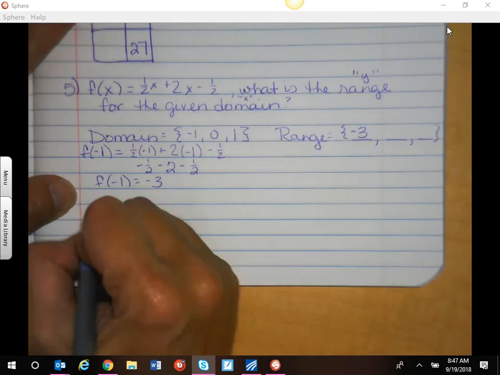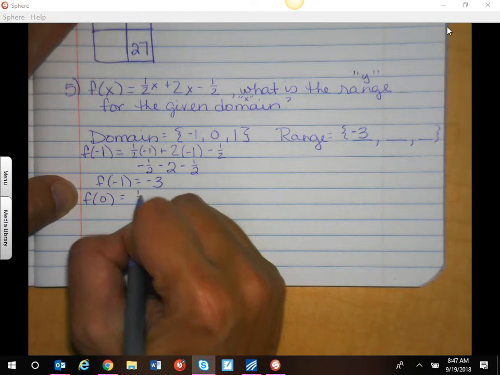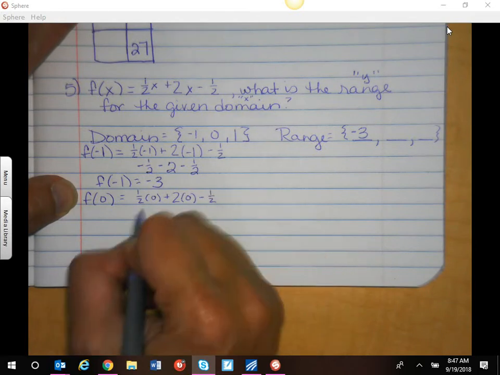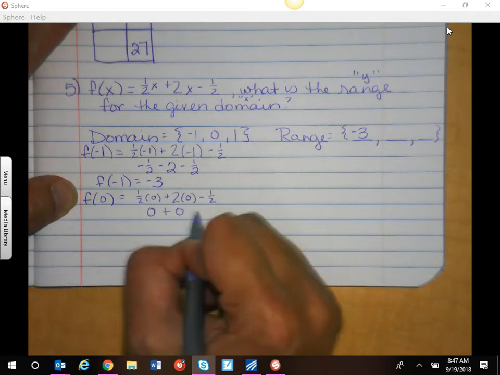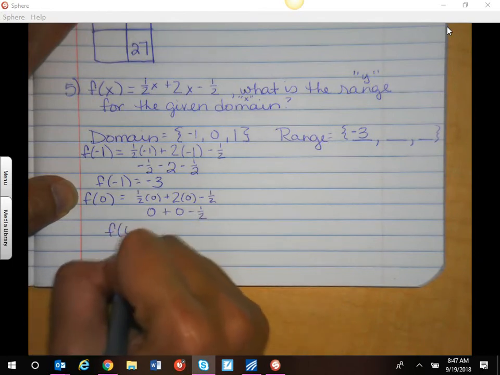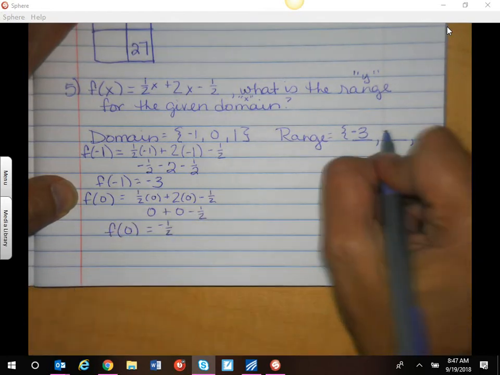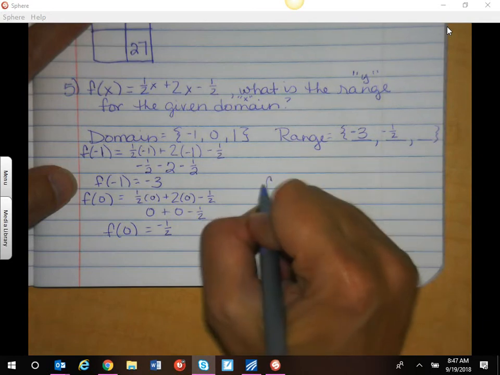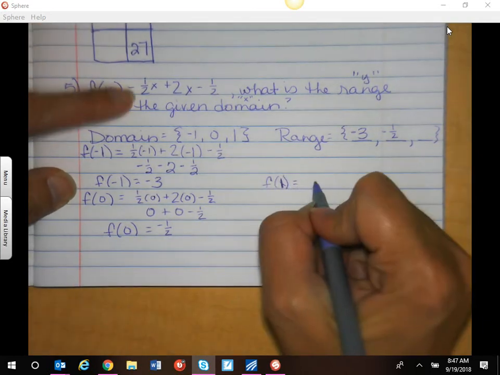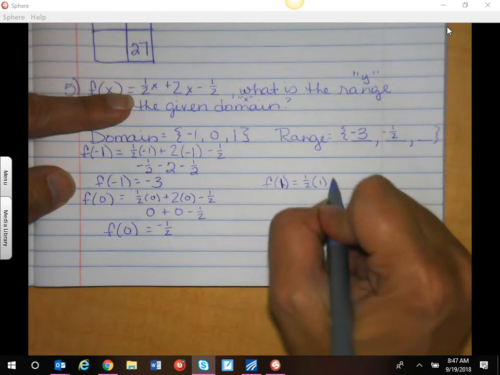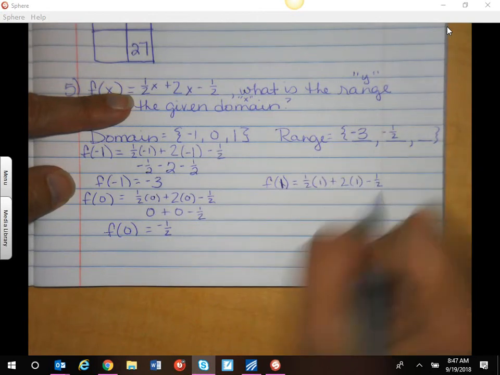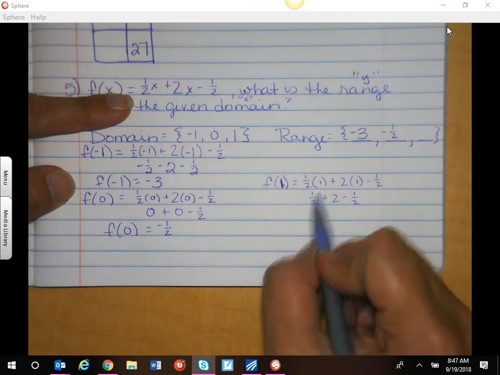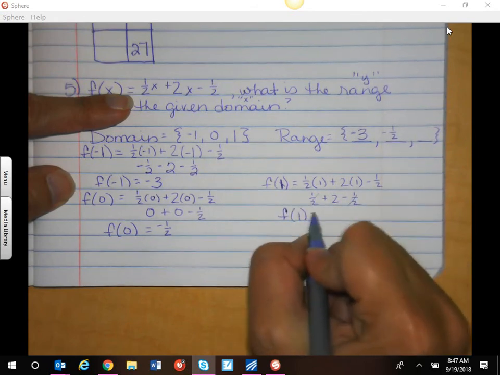If I wanted to do f of 0, again, I'm simply plugging in 0 in place of x. 2 times 0 minus 1/2. Well, this is 0, this is 0, minus 1/2. So f of 0 is -1/2. And finally, I can do f of 1. And again, I'm just plugging it in, 1/2 times 1 plus 2 times 1 minus 1/2. So 1/2 plus 2 minus 1/2. Well, I know 1/2 minus 1/2 is 0. So f of 1 equals 2.